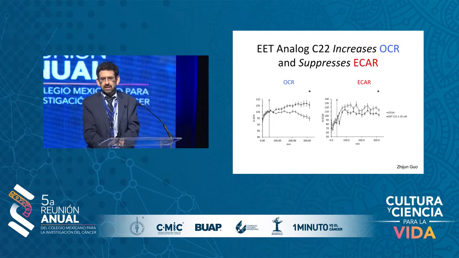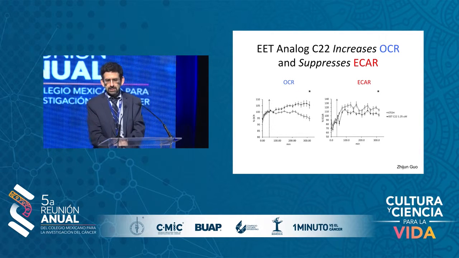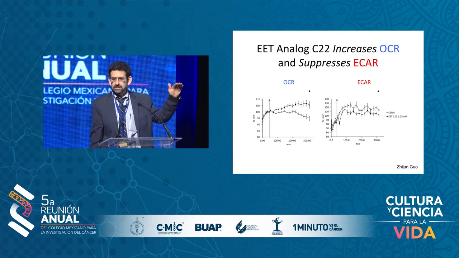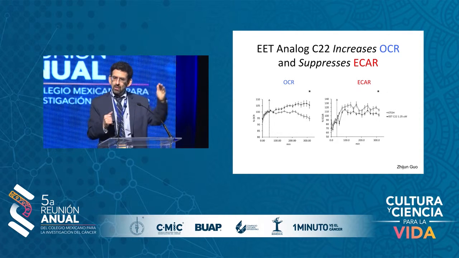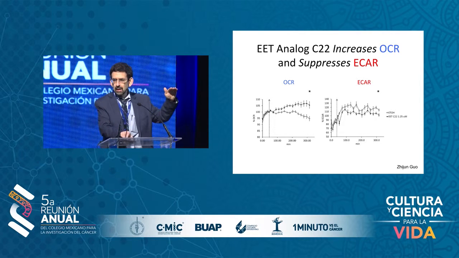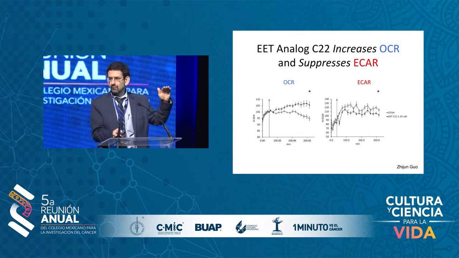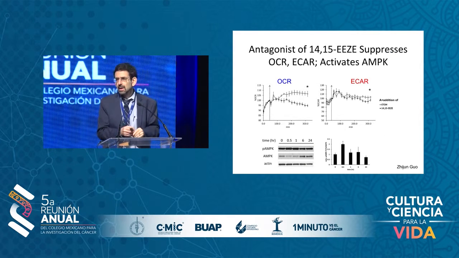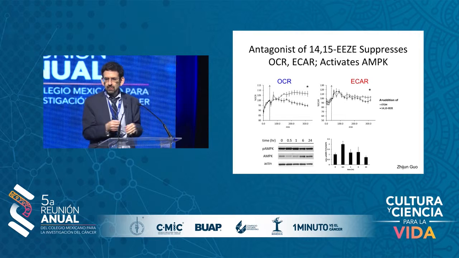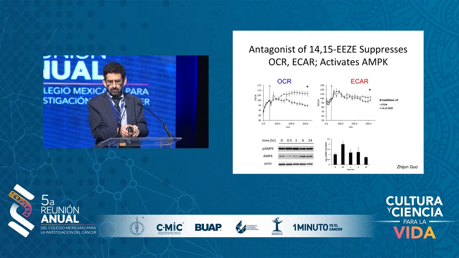And so when we have the EET analog C22, we can actually increase oxidative phosphorylation. And when that happens through a pivot mechanism, which we think is mediated through PKM2, we actually see a reduction in lactate production when you get a very robust activation of the electron transport chain. And in contrast, the inhibitor 14,15-EEZE suppresses OCAR and ECAR and activates AMPK.